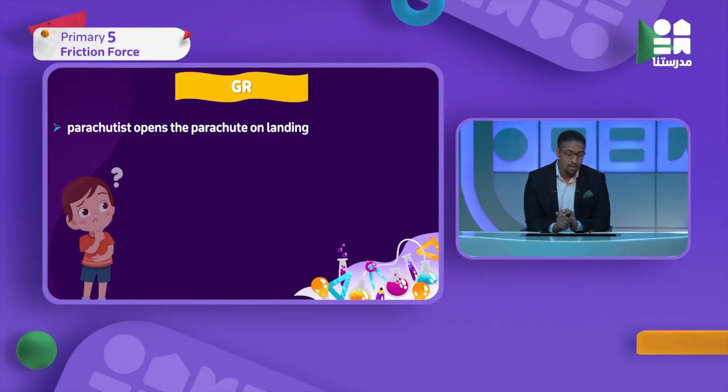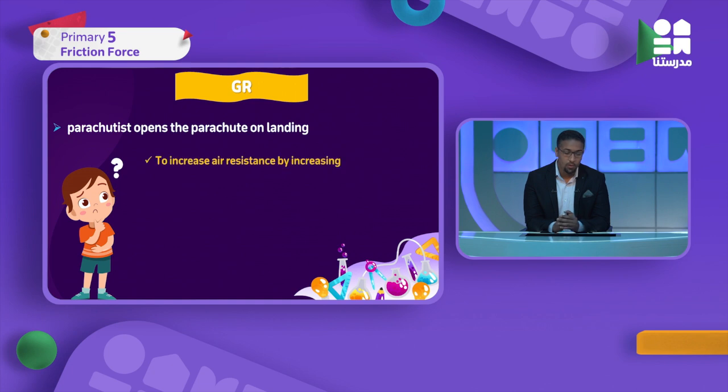Here is a question. Give reason. Parachutists open their parachute on landing. Why? Why they do that? To increase air resistance by increasing surface area, so falling speed decreases, so they land safely.